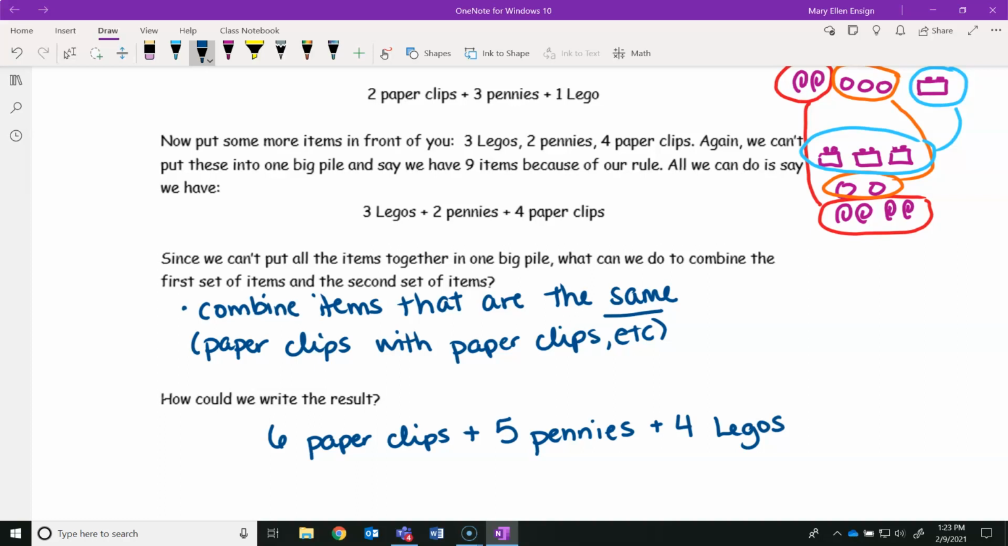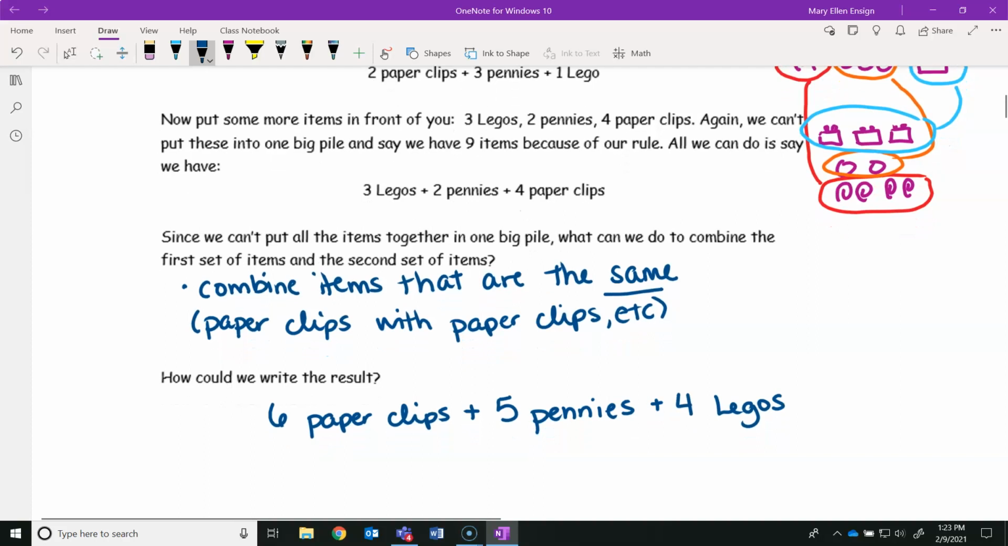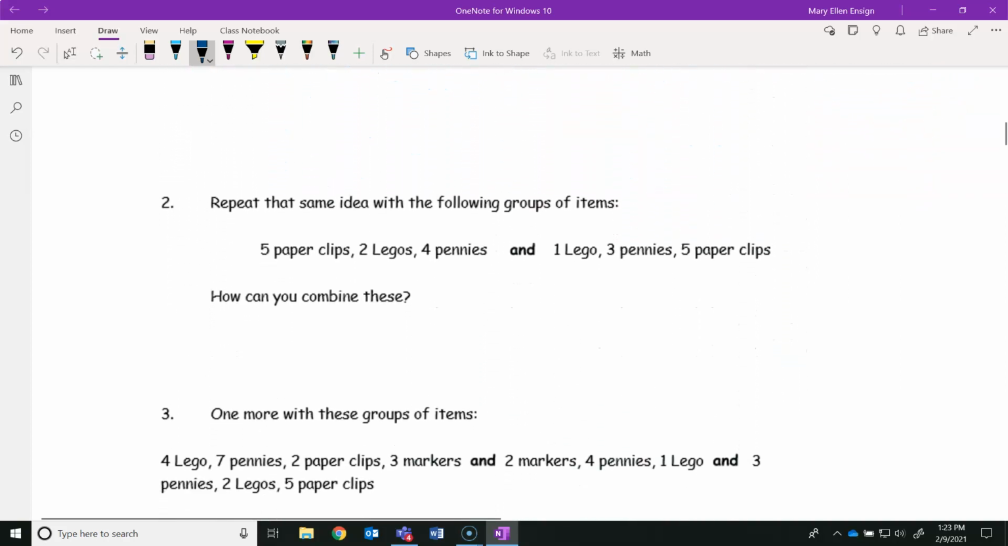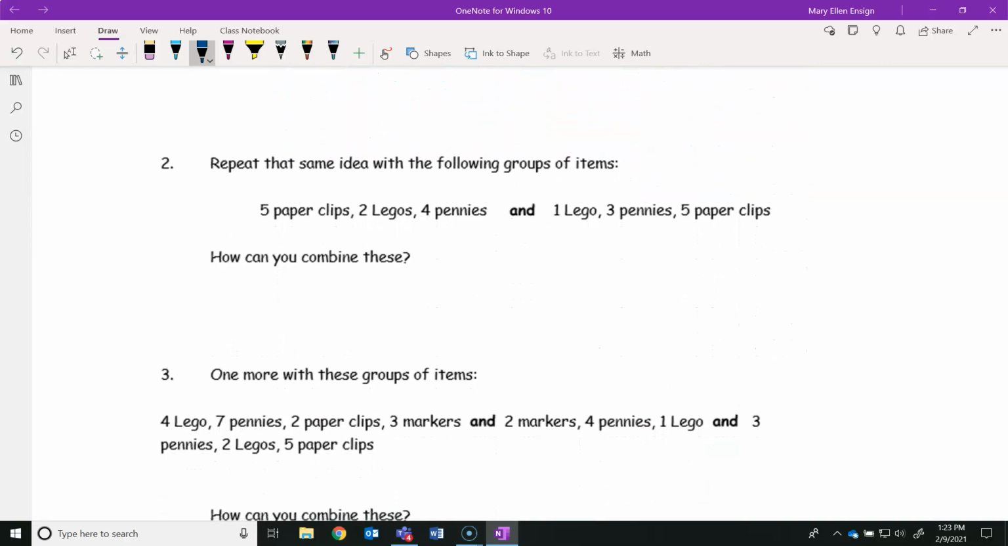So again, depending on how hands-on you like your learning to be, you can draw pictures like I did, or you can actually have these items out and really have them in front of you and be moving them around, and you can see how these piles go together. Okay, so I want you to do this a couple more times.